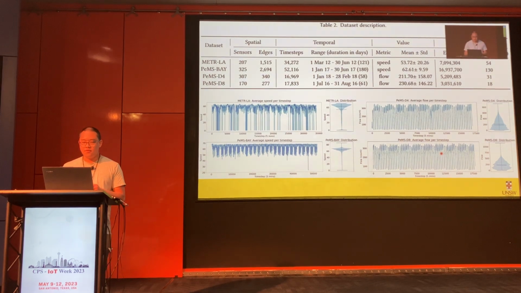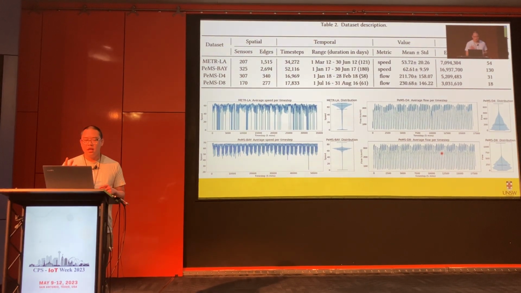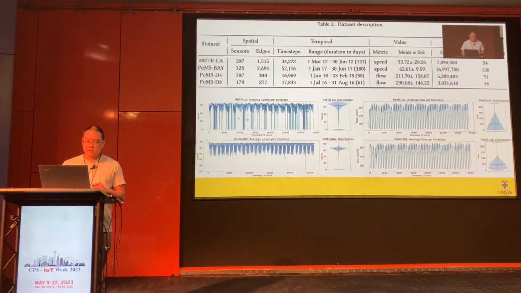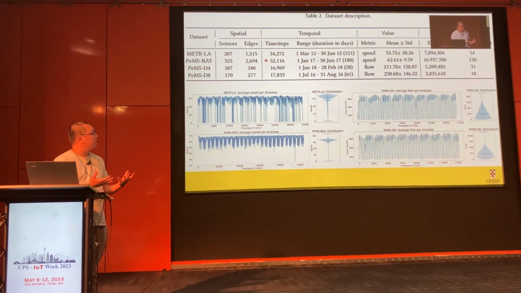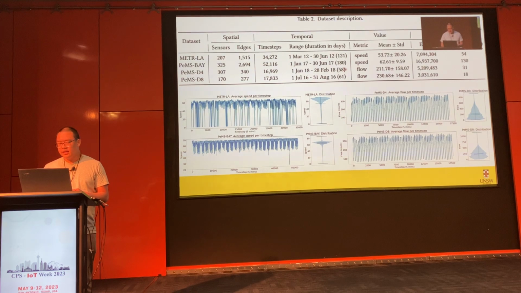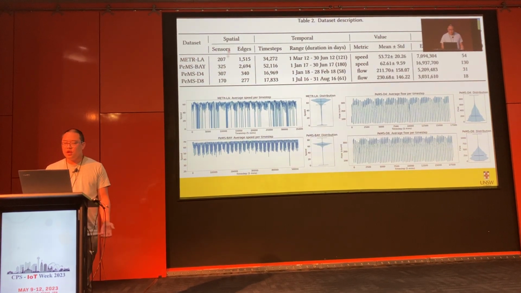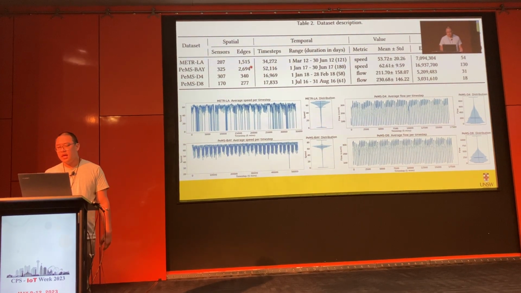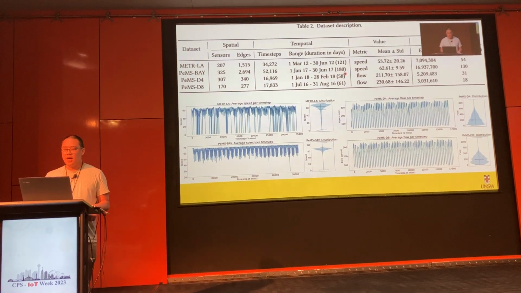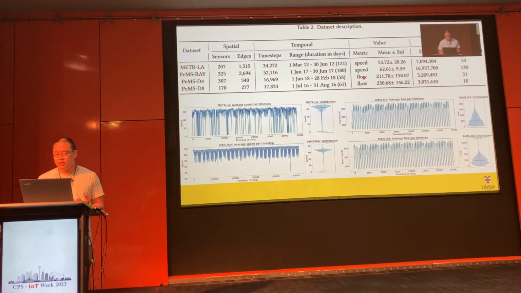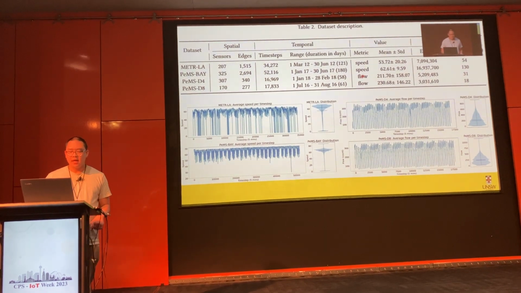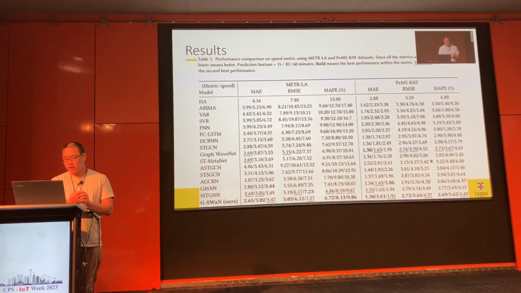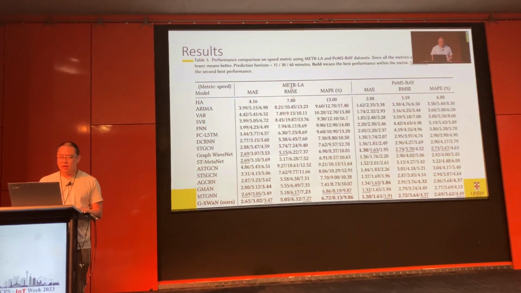We evaluate this on four data sets. These are all open data sets, and these are all famous data sets in this task. Unfortunately, they are from California, and these are quick statistics about the data sets. A few hundred sensors, a few hundred to a few thousand edges, and it's typically a few months. Some measure the speed, and some measure the flow, and they are distributed as such. And these are the results.